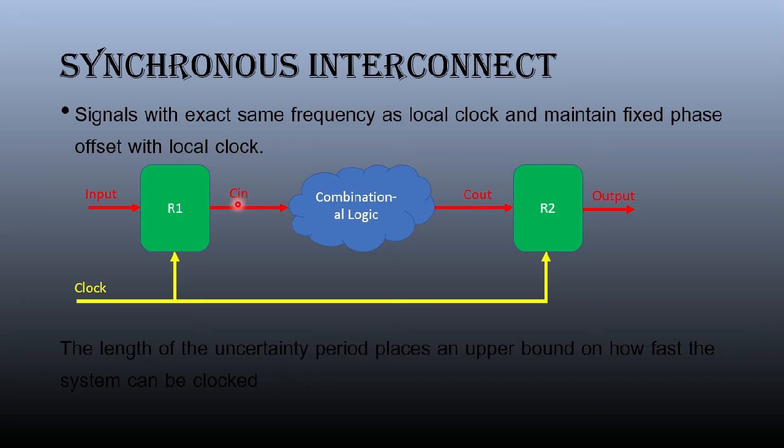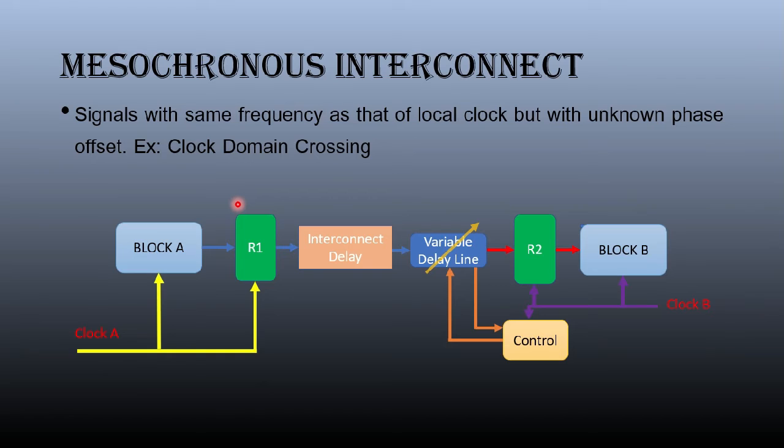Then only can we say that it is synchronous. These kinds of circuits are always common. You might have heard of this always, but mesochronous interconnects come up when we are dealing with high-level integrated circuits with a lot of complexity within them. So when do we see this mesochronous interconnect? Signals with the same frequency as the local clock, but with an unknown phase offset. So the phase offset is unknown here.